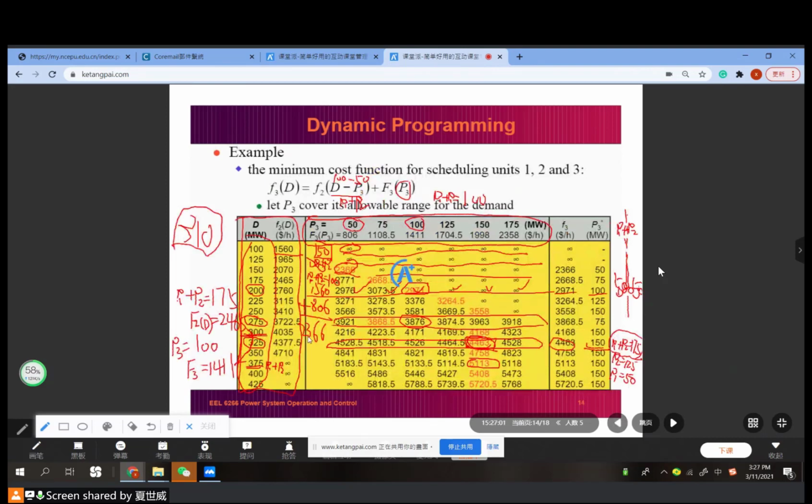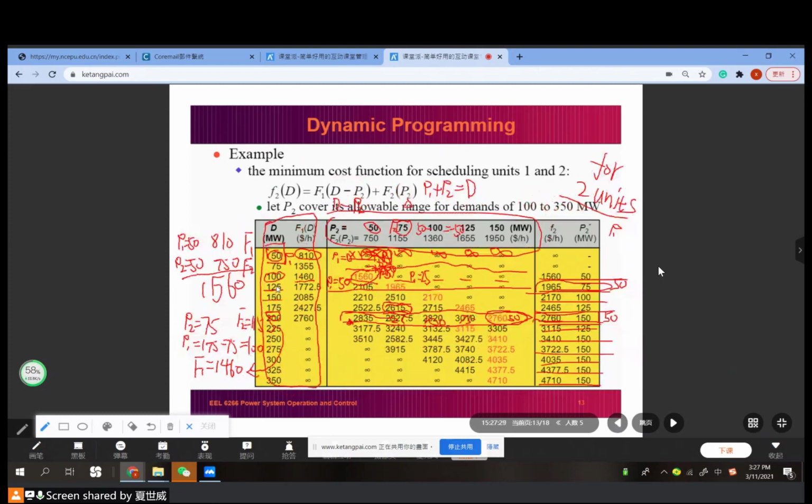And the left for this number is 300 minus this, so P1 plus P2 will be 150. Means that P1 plus P2 equals 300 minus 150 equals 150. What's the best solution to support the total load of 150 by 2 generators? We should look up this table. To support total load of 150 by 2 generators, this is the best solution.